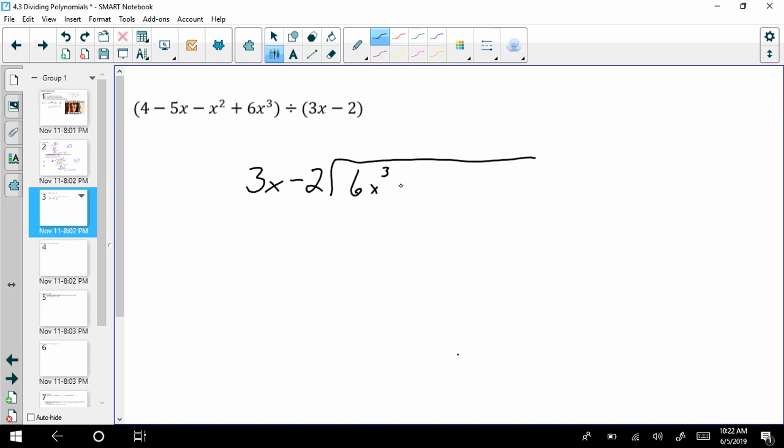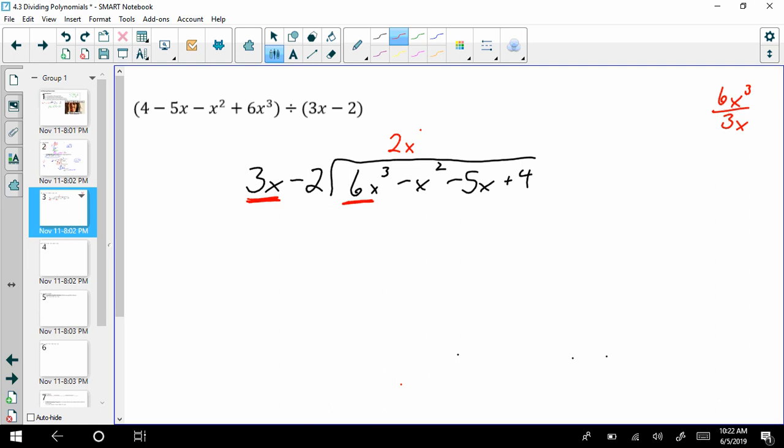And then I'm going to write my minus x squared, and then my minus 5x, and then plus 4. So I'm writing it in decreasing order of the exponents. That'll help with the division. All right, we're ready to begin. So leading term, 3x, leading term, 6x cubed. I want to divide those. So I want to think 6x cubed being divided by a 3x. What would be left? And you should say a 2x squared.